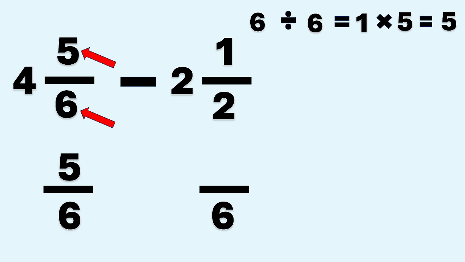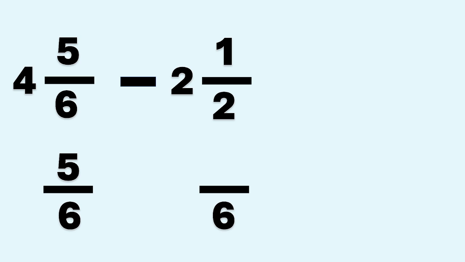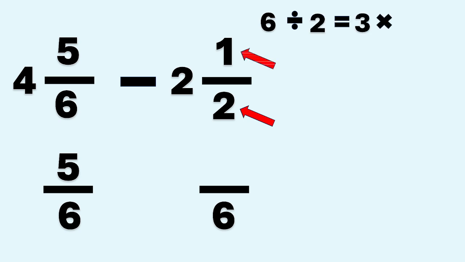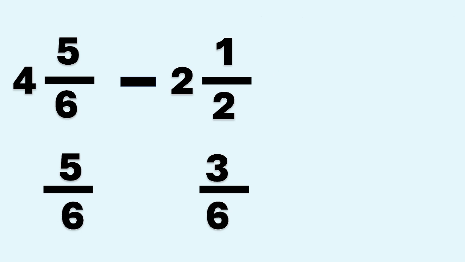Next fraction. We are going to divide the LCD 6 by denominator 2. 6 divided by 2 equals 3. Then multiply the answer by numerator 1. So 3 times 1 equals 3. Now we have here 3/6. Now, the two fractions are already similar fractions, so we can subtract now.